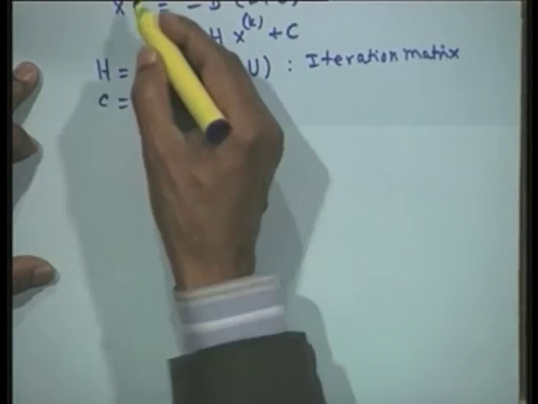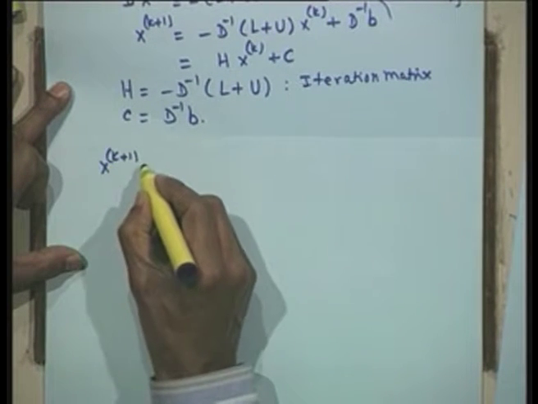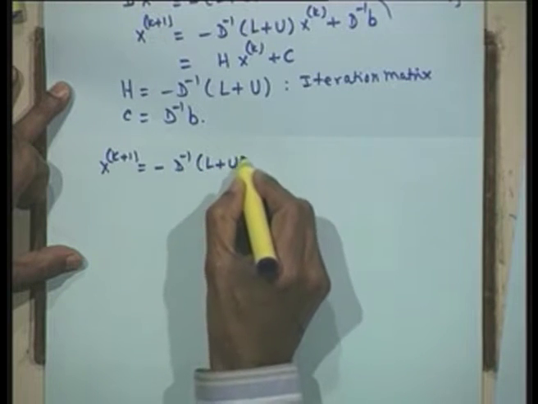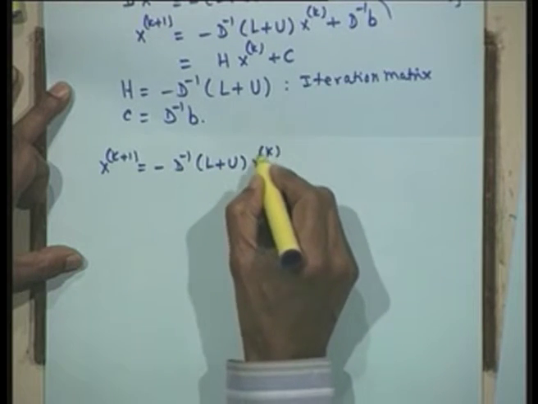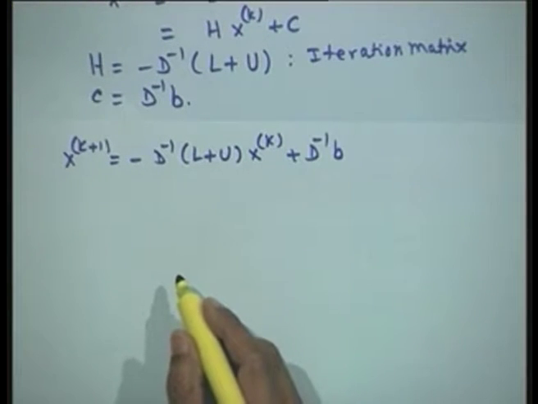That means we will tackle the errors and not the solutions. Now, what we do is we just make a simple manipulation from this procedure. So, let us start with x k plus 1 is equal to minus d inverse of L plus u x k plus d inverse of b. So, I am starting with the method that is given over here.